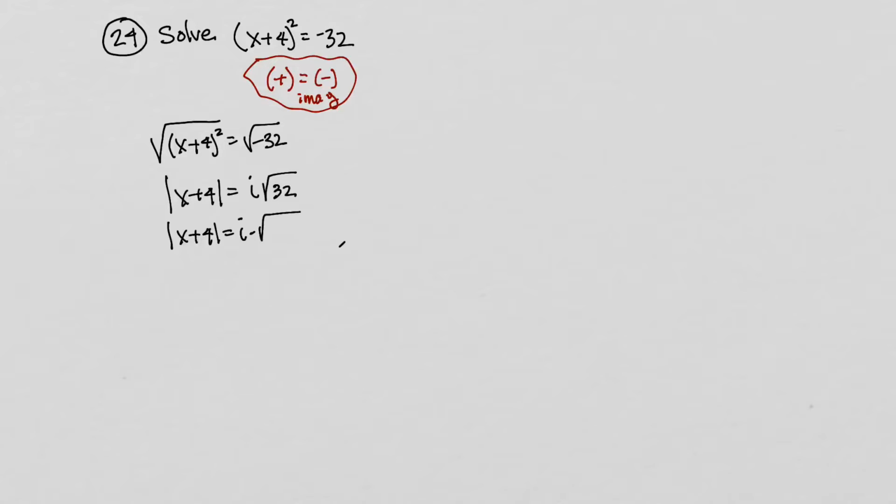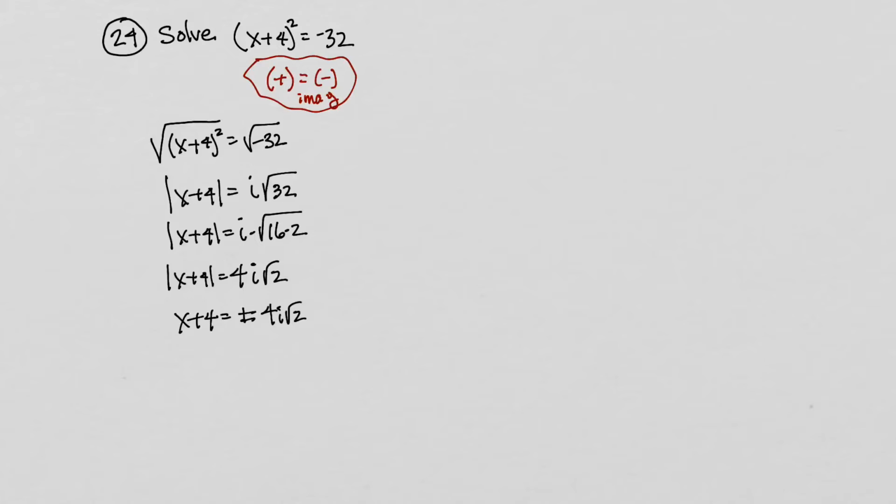Now, what about this 32? We can write that as 16 times 2, right? The square root of 16, we know, is 4, so I'm going to take that 4 out, and I'm going to write this as 4i square root of 2. And now, at this point, I'm going to take the absolute value. So now I get plus or minus. So at this point, I get x plus 4 equals plus or minus 4i square root of 2.